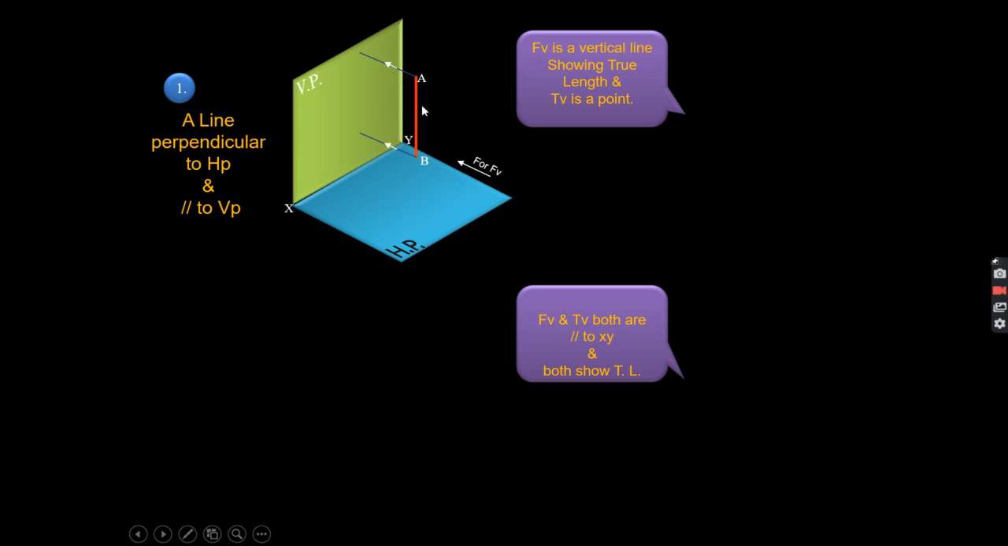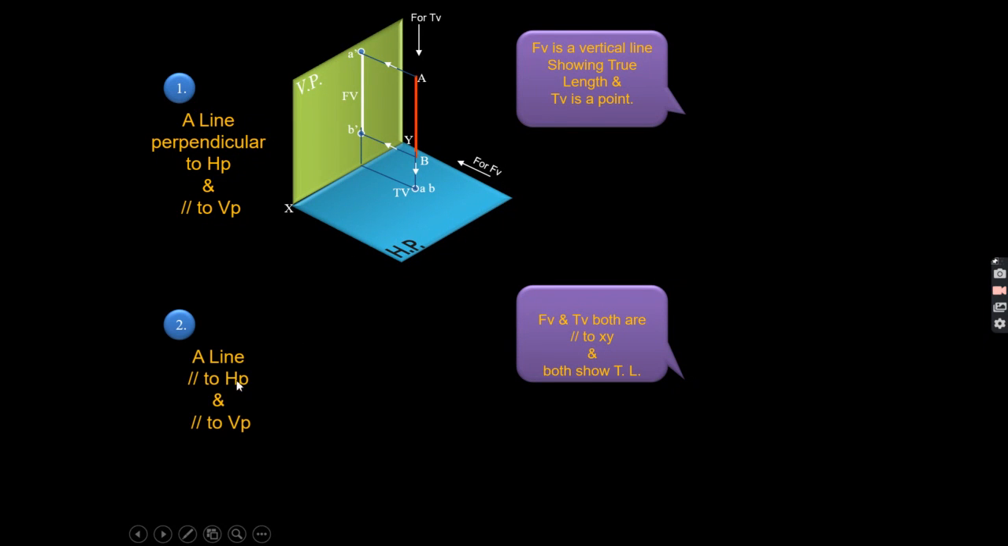So this is your front view, this is your top view, and this is your point A. In the front view, it is A dash. This is point B, which in the front view you will indicate as B dash. If seen from the top, both points A and B are at the same position, and this is the projection.